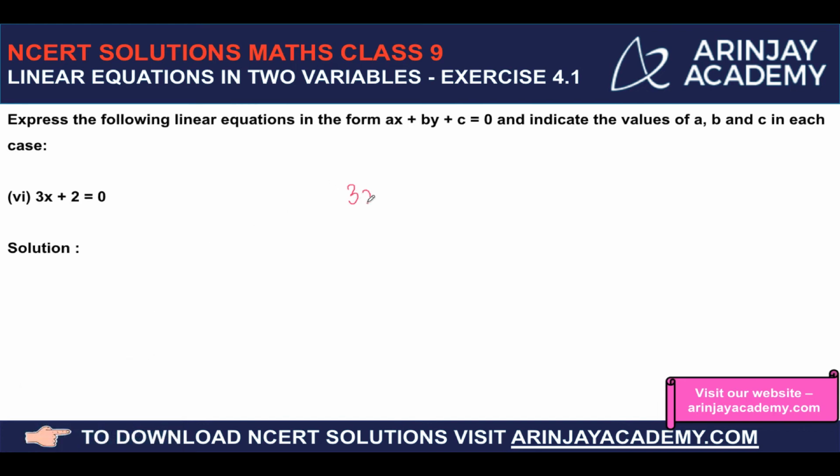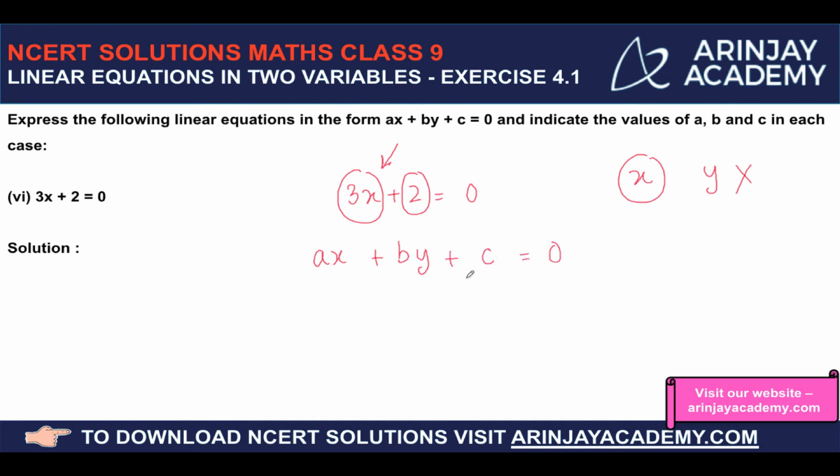3x plus 2 is equal to 0. Now actually, if you look at it, there is only one variable which is given to you, which is x. There is no y here. My standard form of equation says I have to have ax plus by plus c is equal to 0. The value of c is here. The value of ax is here. But by is not given.